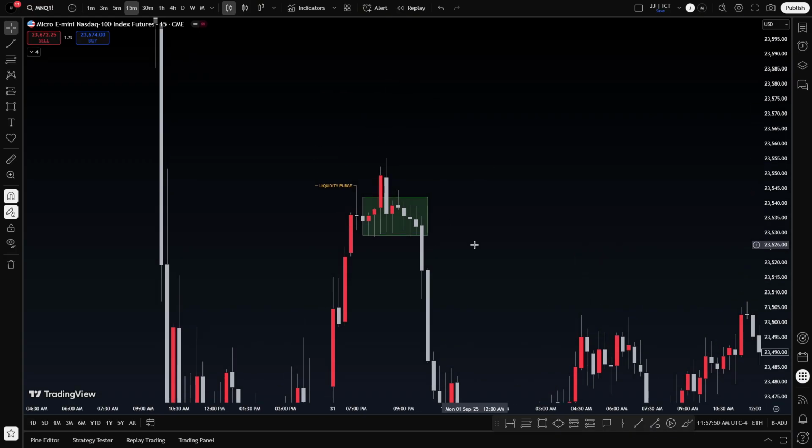But anyway, I gave you two bearish examples of a breaker block and two bullish examples of a breaker block.